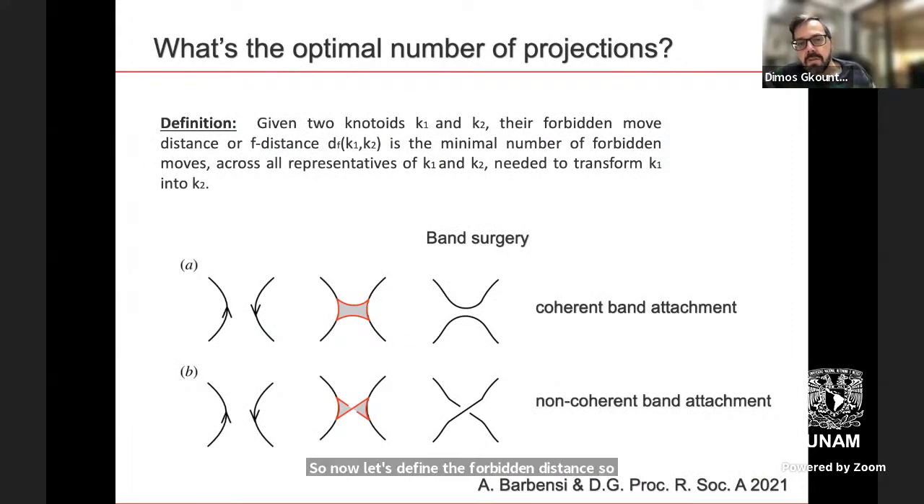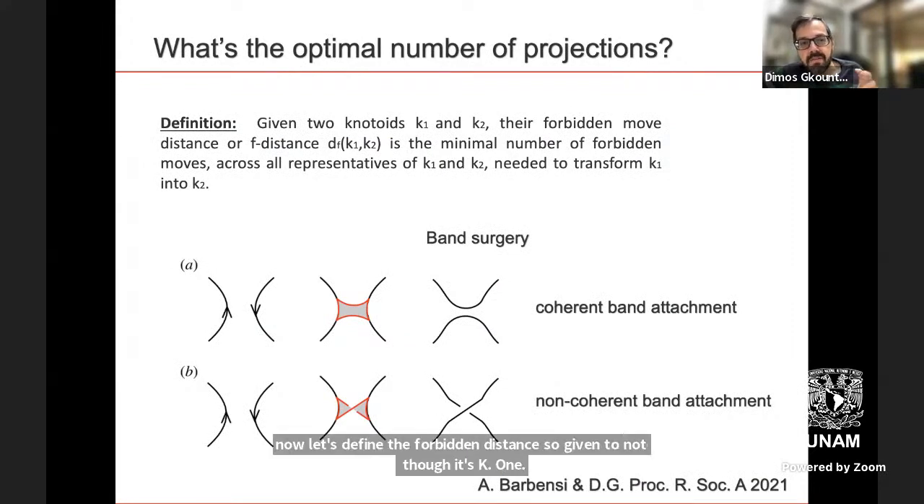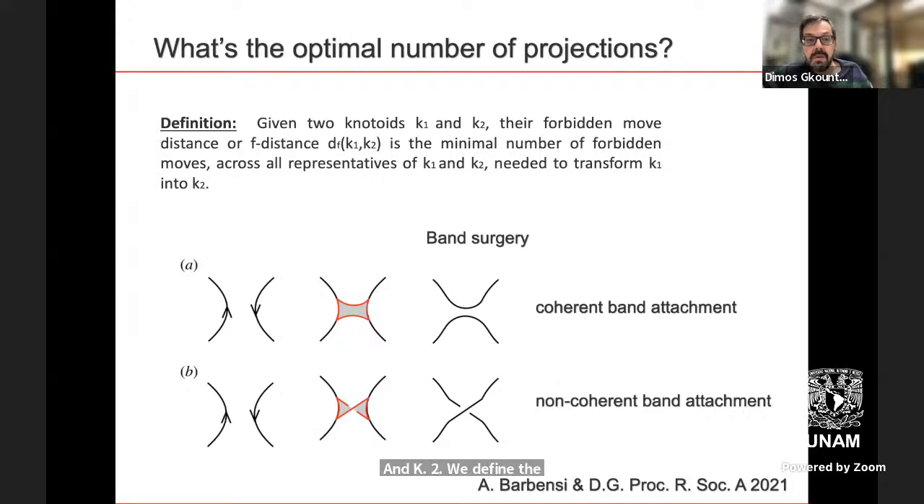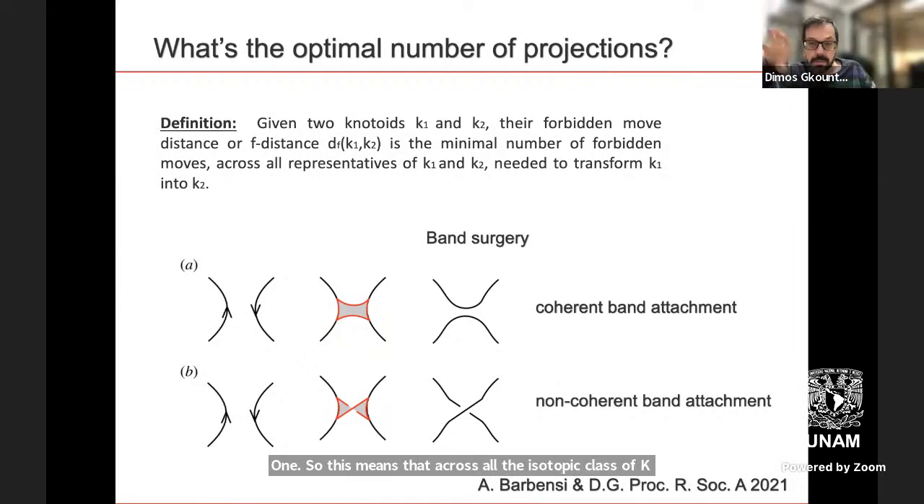So given two notoids, K1 and K2, we define the forbidden distance as the minimal number of forbidden moves across all representatives of K1. So this means that across all the isotopy classes of K1 and across all the isotopy classes of K2, that we need to transform one notoid to the other. So what's the minimum number of forbidden moves that I can do to go from one to the other?